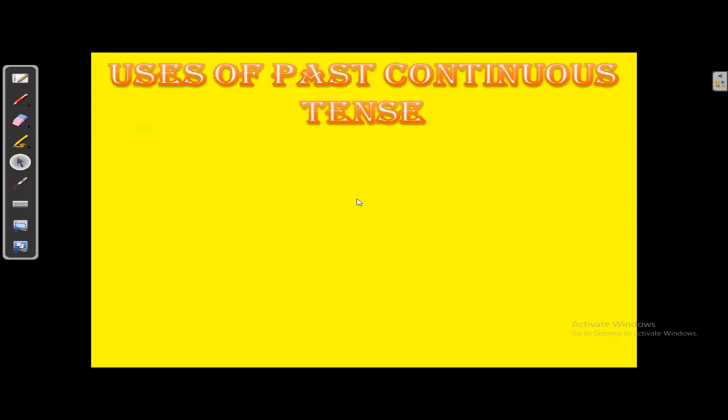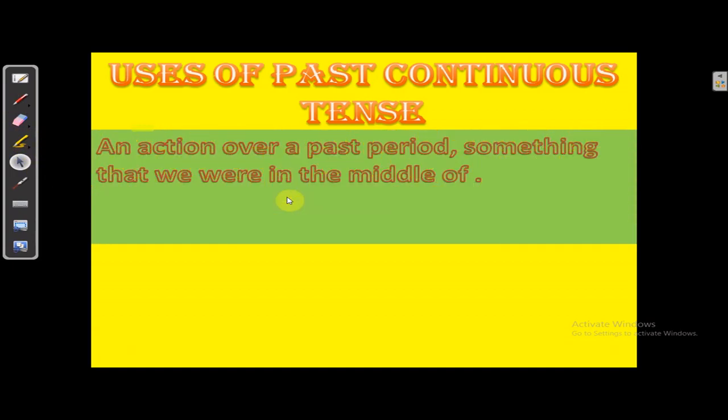Now this is the main part about the past continuous tense. Earlier was just the formation of the past continuous tense, and maybe you are already familiar with those sorts of constructions, but you may not know the uses of the past continuous tense. Let's talk about those. The first one we're going to talk about is an action over a past period. Here we have an action over a past period, something that we were in the middle of.